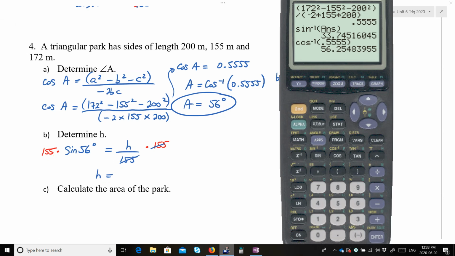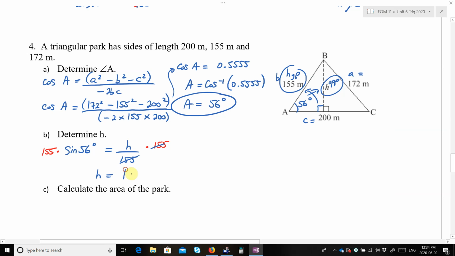H is equal to 155 sine 56. Okay, so H is 128.5. That is meters. And that is consistent with the answer key.